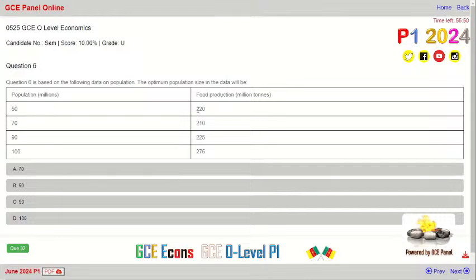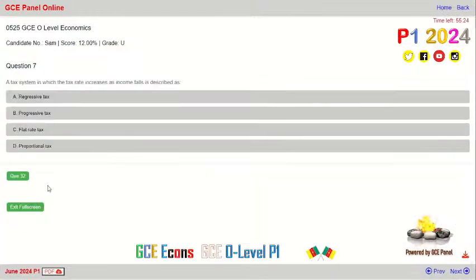We'll take food production in millions divided by population for each of them and see which one has the highest value. When you do all those calculations, 220 divided by 50, 210 divided by 70, 225 divided by 90, 275 divided by 100, the highest quotient is going to be when you divide 220 by 50. That's going to give us 4.4, right? So the highest here is 50.